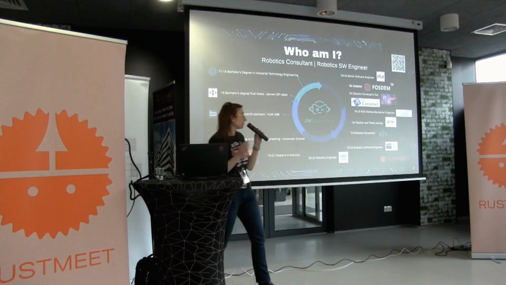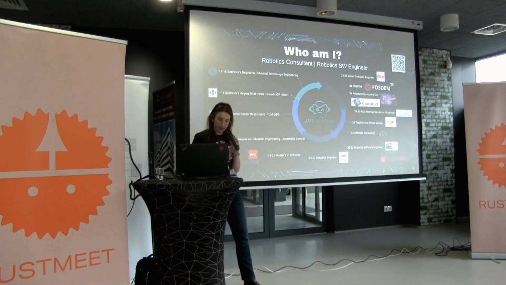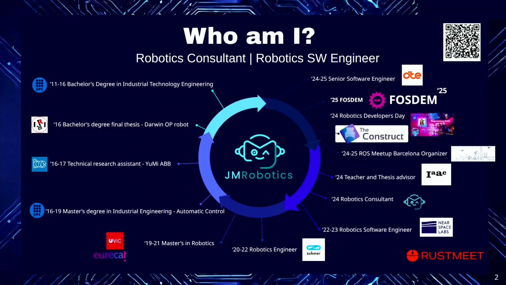So first of all, let me introduce myself. My name is Julia Marsal. I'm a robotics software developer based in Barcelona, Spain. I started working in robotics and software development 10 years ago with my bachelor's degree in industrial technology engineering, but I didn't do much software development. After that, I made a final thesis with the Darwin OP robot. It's a little humanoid robot that is very cute and beautiful, developing C++ applications with computer vision.